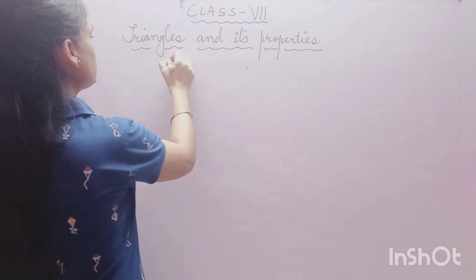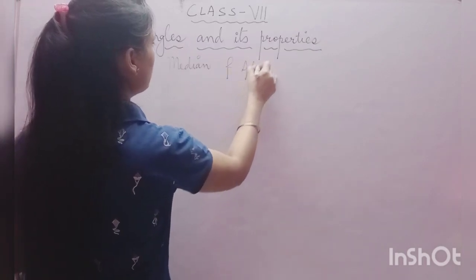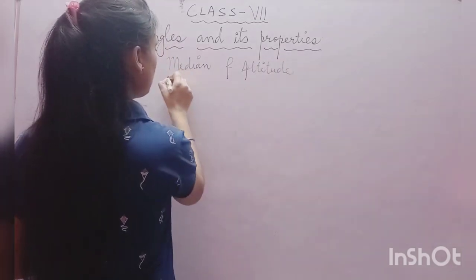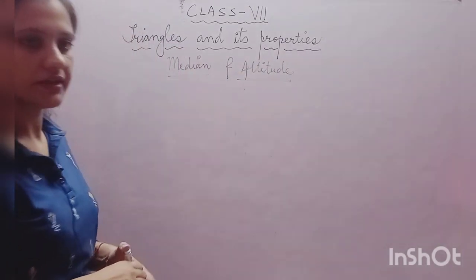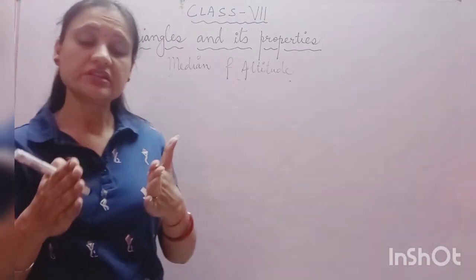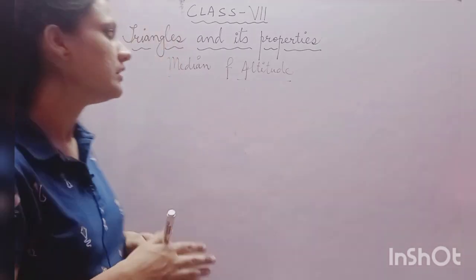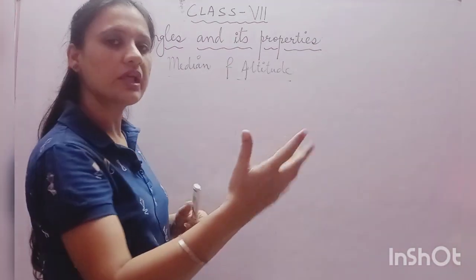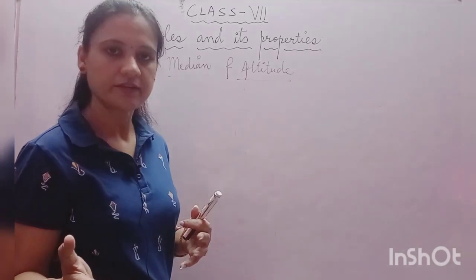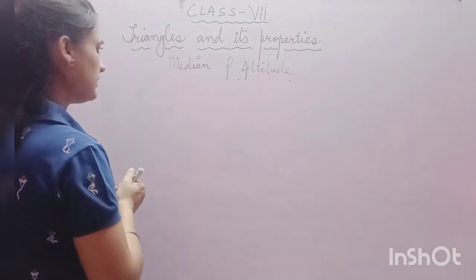That is the difference between median and altitude. It is given in your NCERT book, so you should also understand this, right? So what is the median? By the name itself you can understand the median, which divides it into two equal halves, which comes from the center. Altitude, we call altitude as perpendicular also. This is the other name for the altitude, that is perpendicular, right? And you know perpendicular, which makes the 90 degree angle, okay? So let us start.